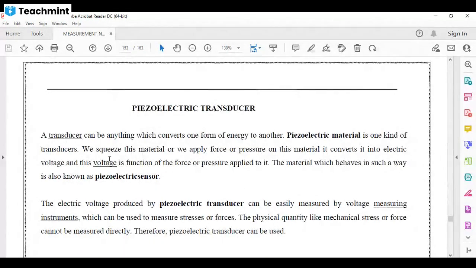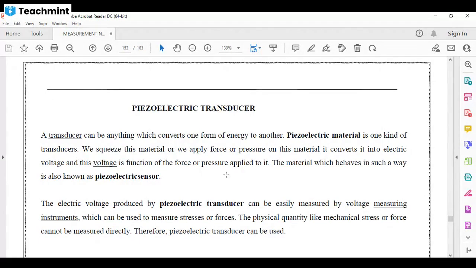And another transducer is the piezoelectric transducer. A transducer can be anything which converts one form of energy to another form of energy. This is called a transducer. So a piezoelectric material is one kind of transducer, where we apply a force or pressure on the material, and it converts it into an electric voltage, and this voltage is a function of the applied force or pressure.